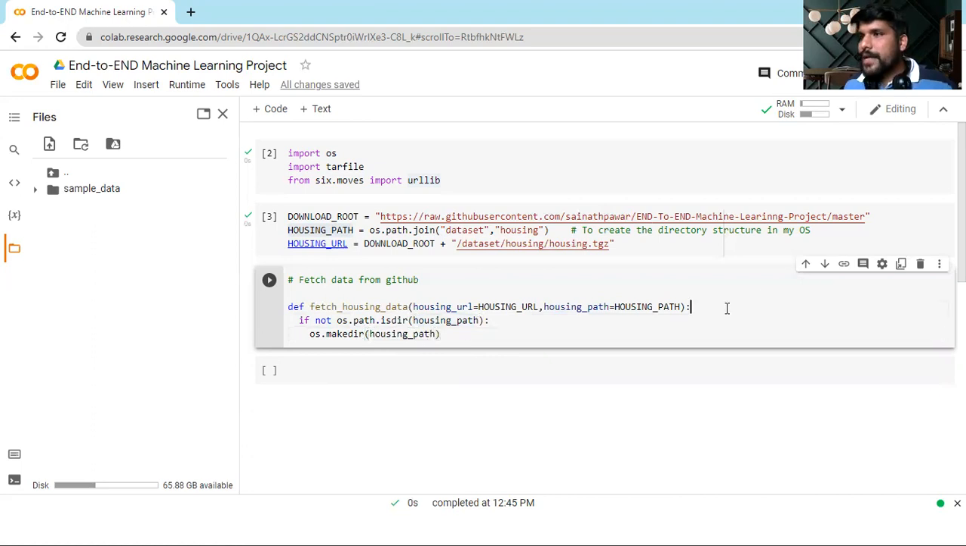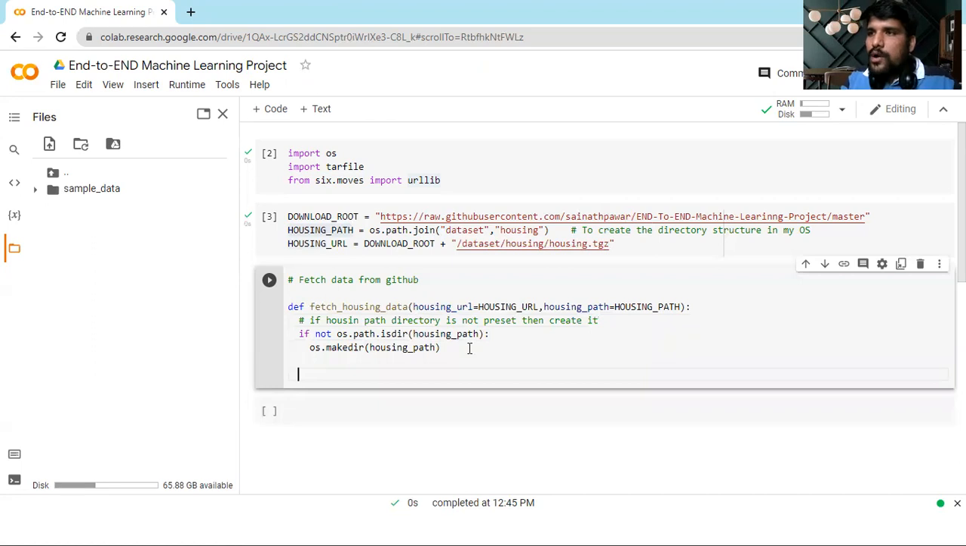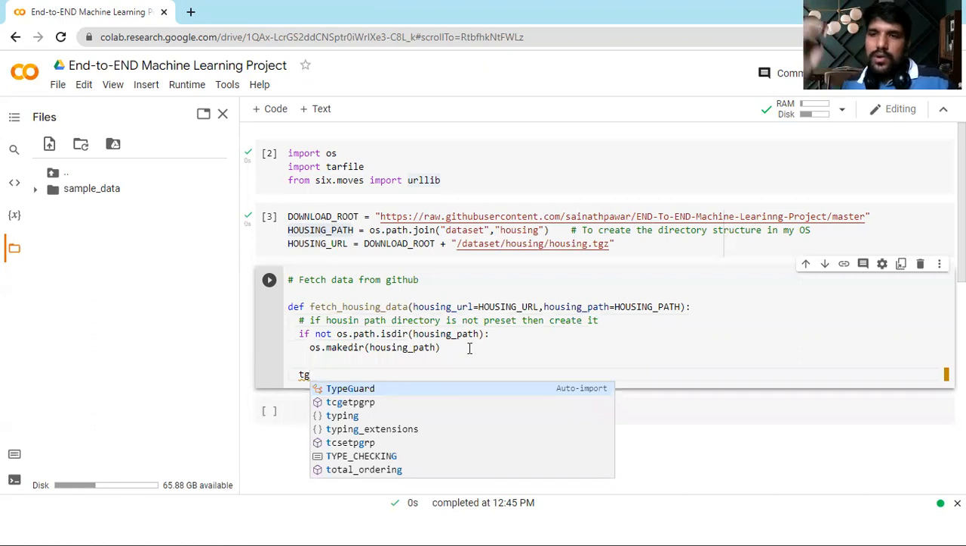What this line actually means is that if the housing path directory is not created or is not present, then create it. So it will not execute this again and again. If this directory, that is dataset below housing, is not present, then create it. Otherwise don't create. This is the meaning of these two lines. Now I created the directory. Dataset is the parent directory, and housing is the other directory below that.